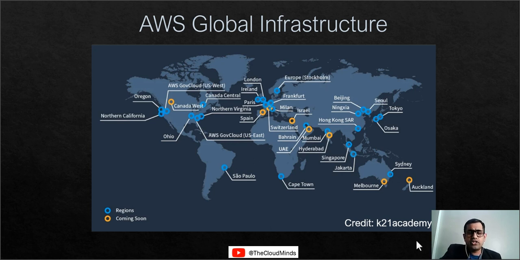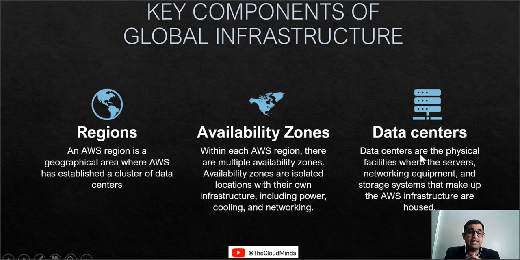All right, let's move ahead and see what the key components are. As we have already discussed, these are the key components of the global infrastructure. Now I'll just read this out for you so that you can understand. An AWS region is a geographical area where AWS has established a cluster of data centers. Okay, and that is the AWS region, guys, where you have a cluster of data centers which are again divided into the availability zones. Now, what are availability zones?